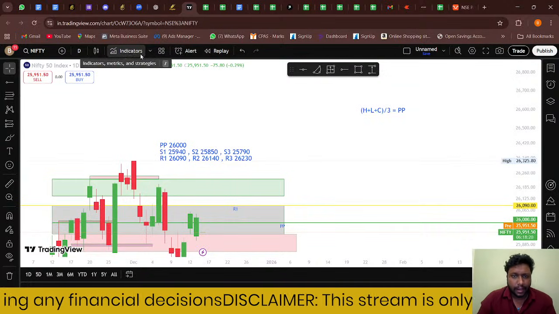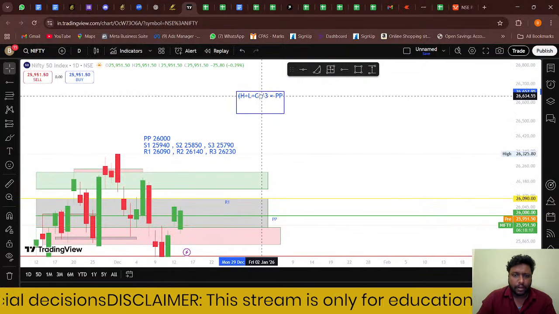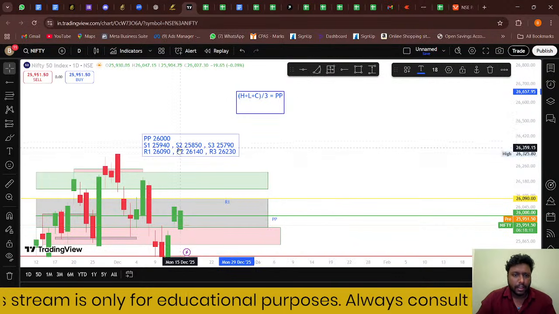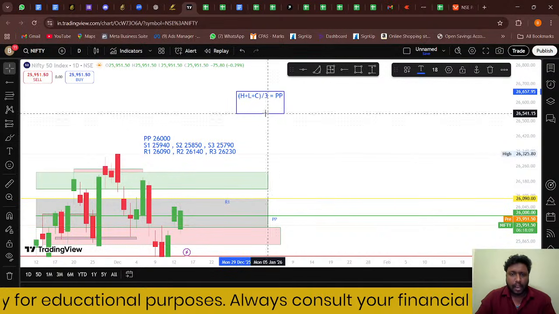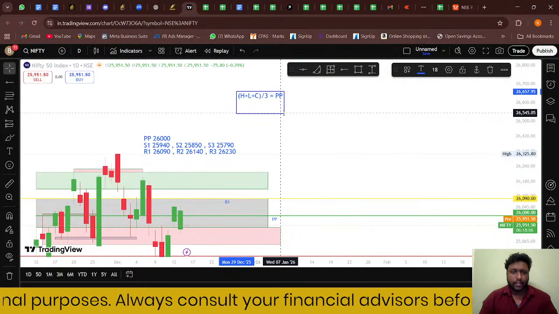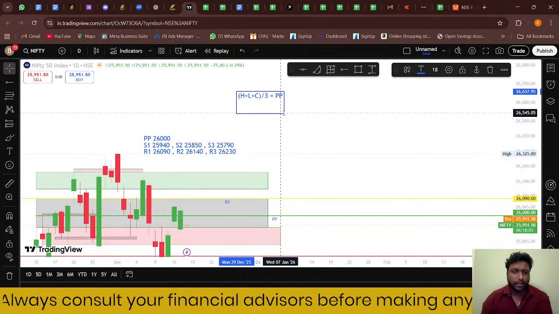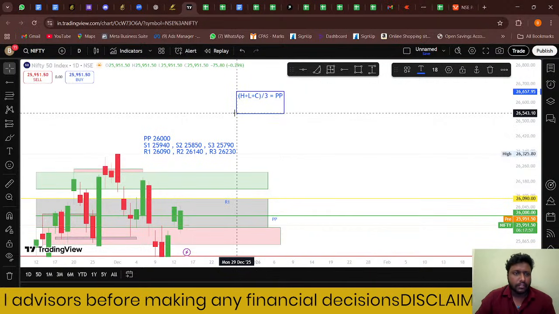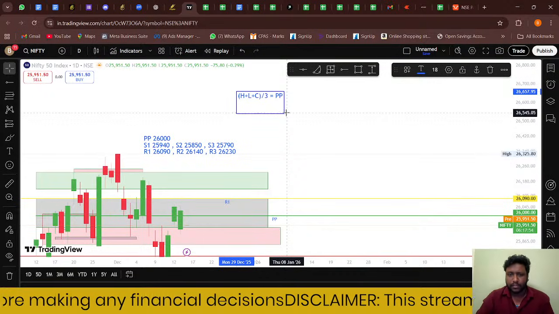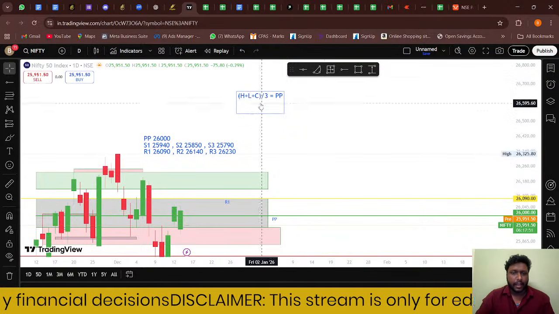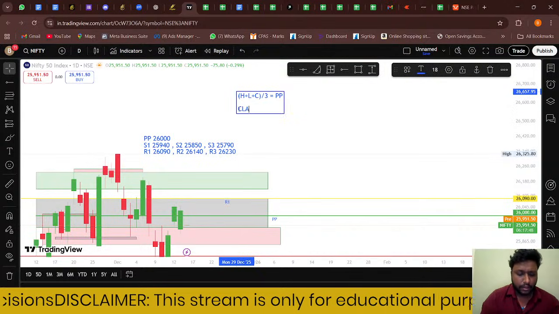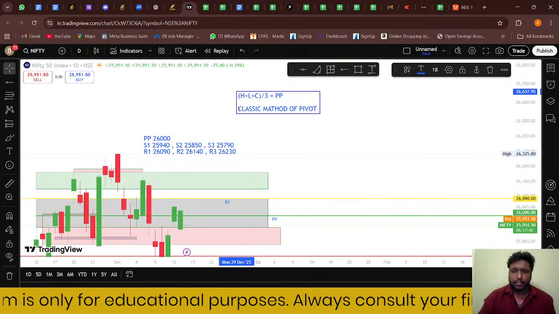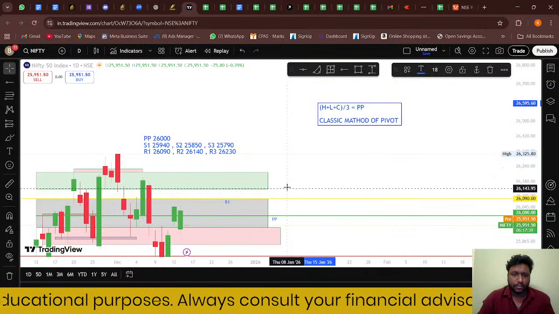So for finding the pivot line, I use this formula: high plus low plus close, whole divided by 3. For support one and resistance one, after getting the pivot line, we multiply it by this particular level and subtract the low exactly. I'll explain that in detail in another session, not in live sessions. I'll plan out a session for that. But anyway, I just want everyone to know that I'm using the classic method of pivot. This is exactly what I am using for finding these levels.